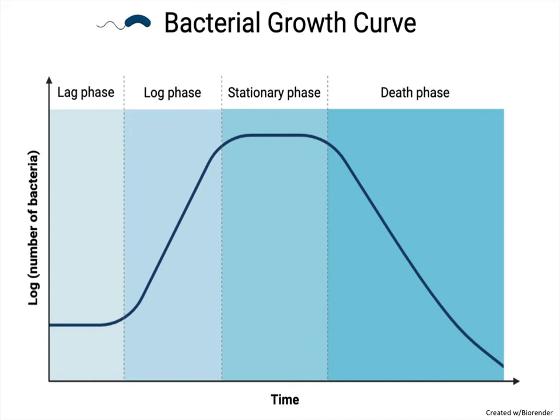But eventually they get to that point where they can go ahead and go through binary fission, and the number of viable cells, or living cells, increases very rapidly. This is the log phase.